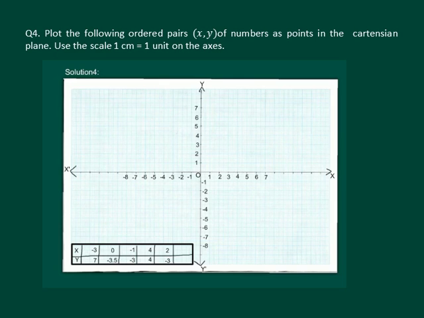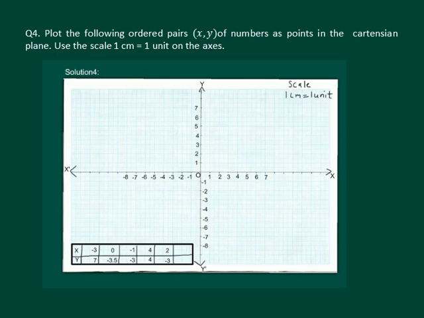Let us read the question. Plot the following ordered pairs of numbers as points on the Cartesian plane. Use the scale 1 cm equal to 1 unit. So in the question, corresponding to each value of x, we are given a value of y, and so we can plot the points as -3, 7; 0, -3.5; -1, -3; 4, 4; and 2, -3. The scale is given as 1 cm equal to 1 unit, which means the unit will change after every centimeter on the x-axis and the y-axis.